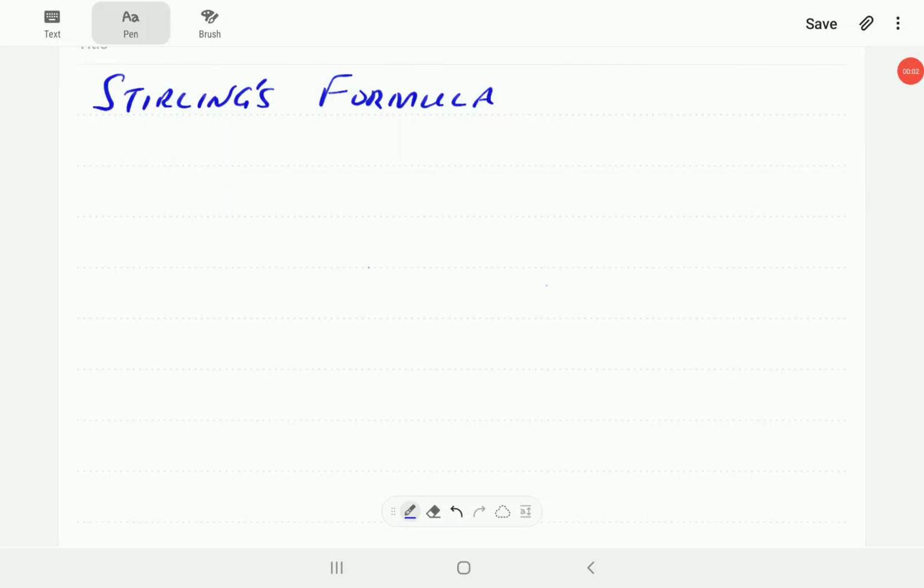Okay, in this video we're going to look at an application of Laplace's method to derive what is called Stirling's formula. There's a formula for approximating n factorial for large values of n. So we're going to start off with the gamma function.